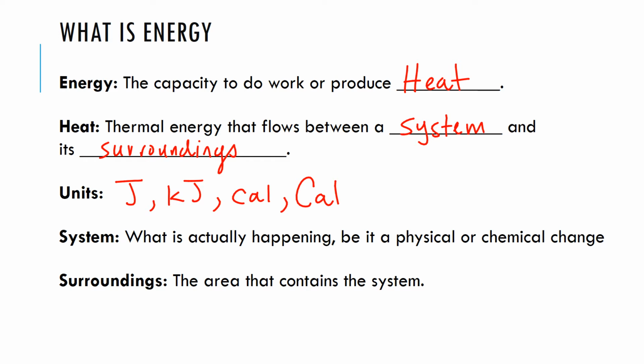So the system is what is actually happening. Now, it doesn't matter if that is a physical or chemical change, but the system is what is occurring. And the surroundings are the area that contains the system. So one example is me burning wood in my fireplace. The wood burning is the system, and the surroundings of that reaction are the room where the fireplace is. We feel the heat is being released to the surroundings from the system.